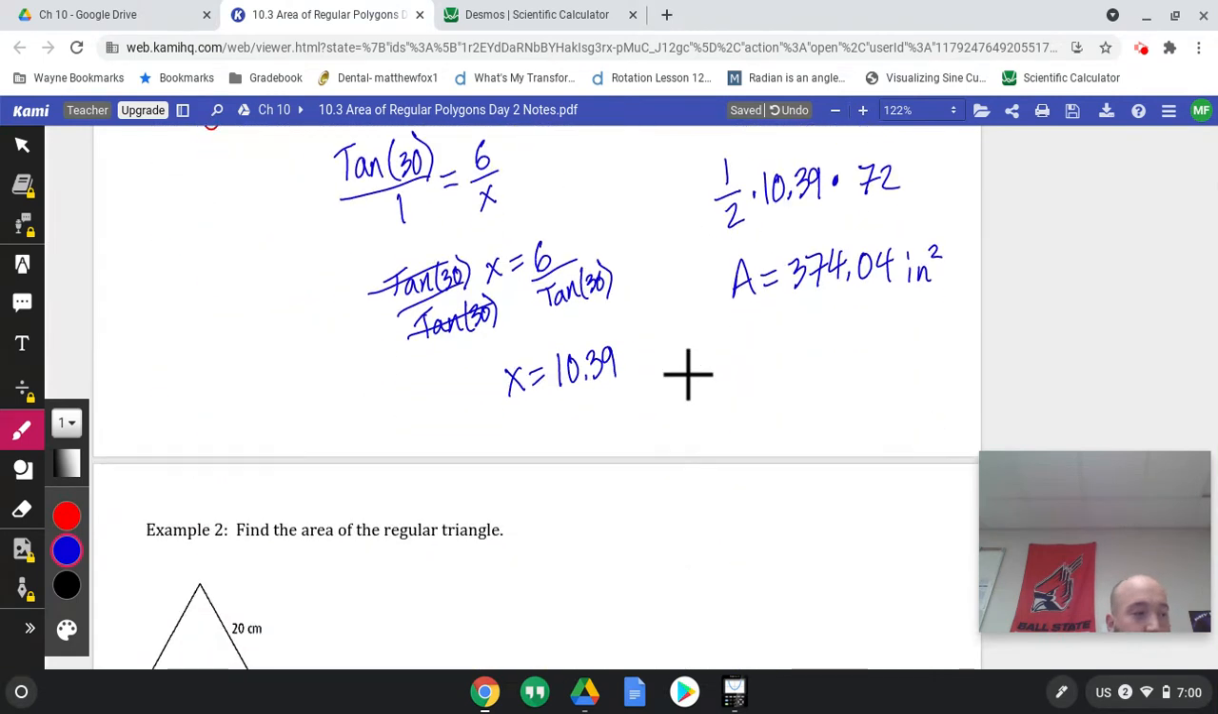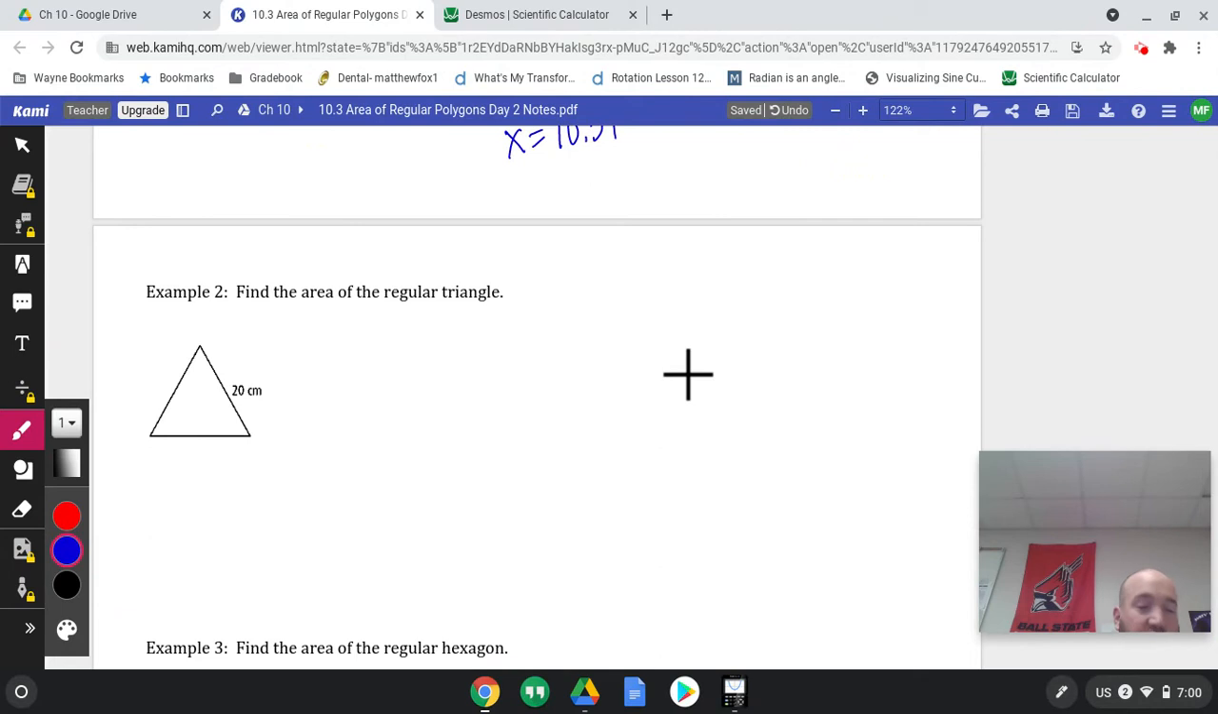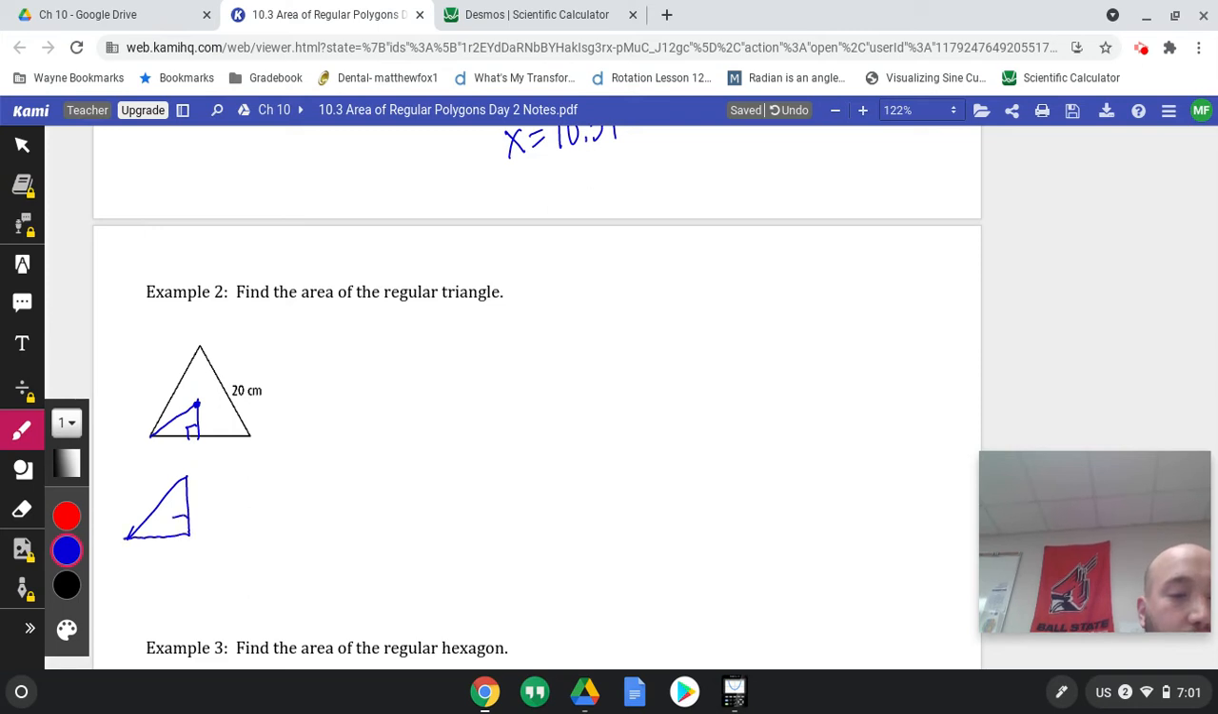Let's try another one. If we look on the back here, this time we're doing the same thing. We're dealing with a triangle. If we think about it, if I put a dot in the center, I draw the radius and the apothem, I can figure out. So once again, I'm going to sketch this triangle that we have there. And we want to know what the apothem is. If we think about it, half the side length, so 20 divided by 2, this will be 10 down here.